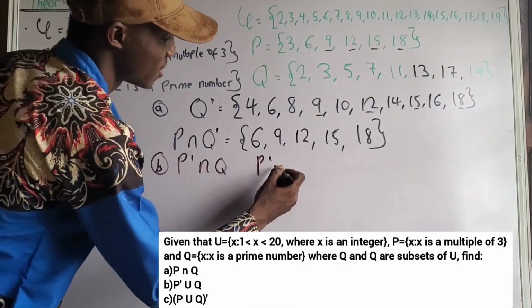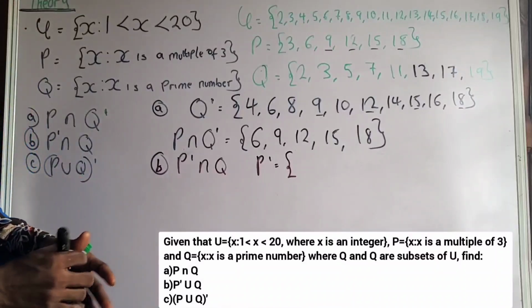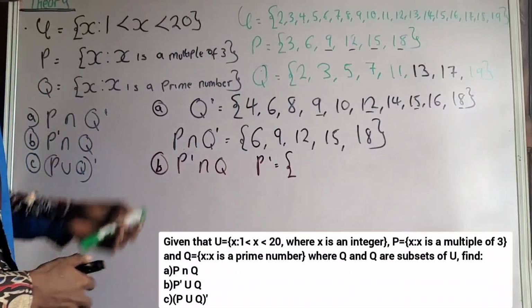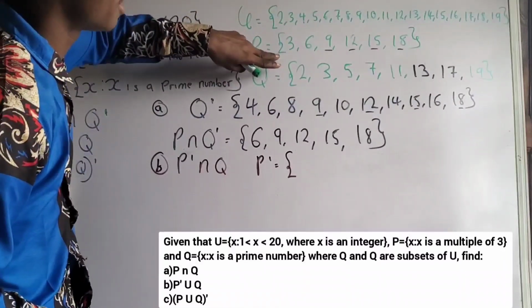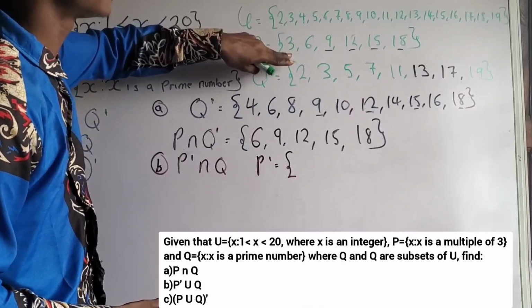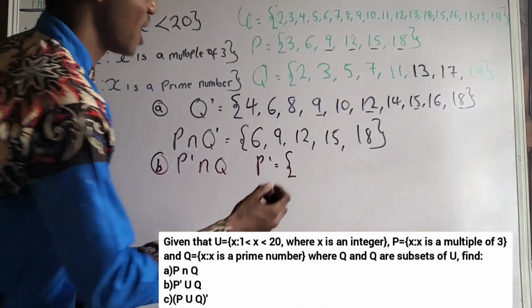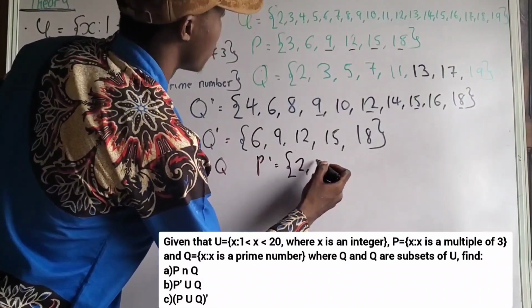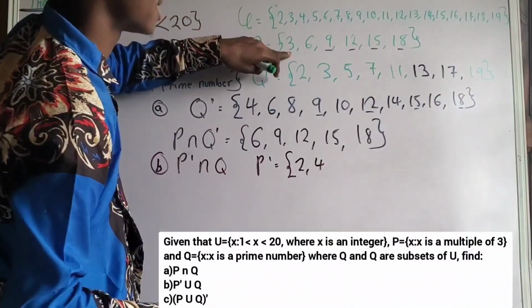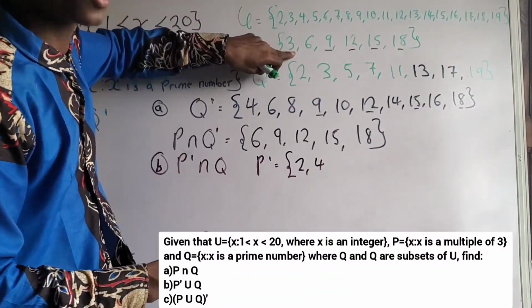P complement will be the elements that are present in the universal set but are not in set P. Do you understand? Okay, so these are the elements in set P. What are the elements that are present in the universal set that are not present in set P? We have 2. We have 4. Are you getting it? 2 is present here, it is not present here. 4 is present here, it is not present here. 3 is present here and it's also present here, so I'm not going to include 3.